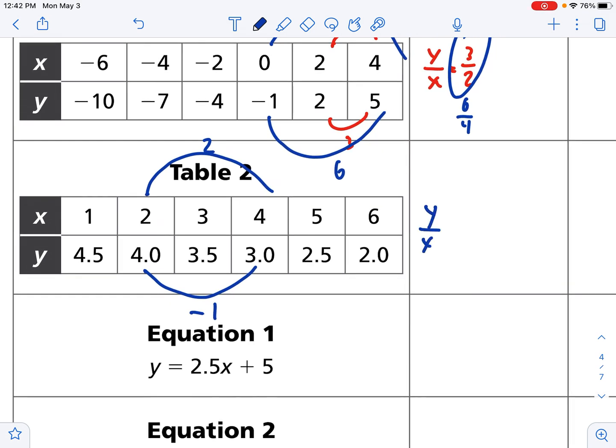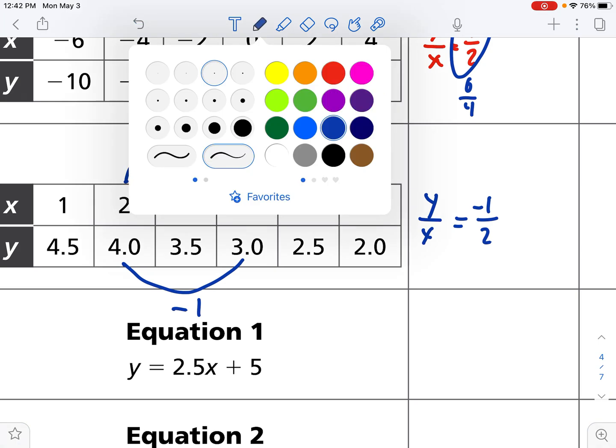Now, I always do y over x first, just because I want to make sure I build this the right way, because it's negative 1 over 2, which is negative half, right? If I did it the other way, negative 2 over 1, that means it's negative 2, which is totally wrong. So be careful of your ratio.